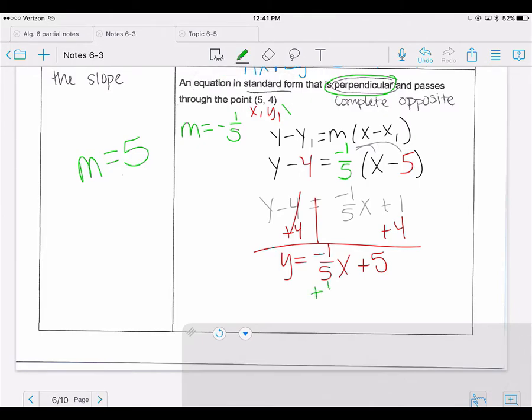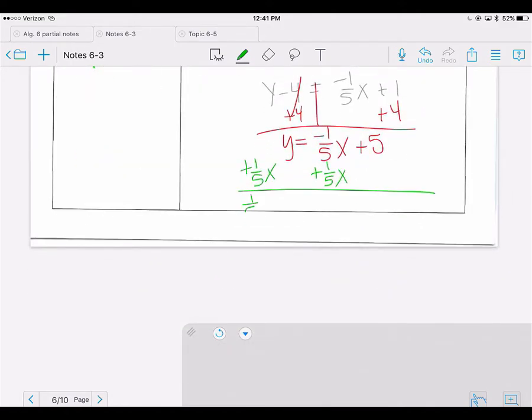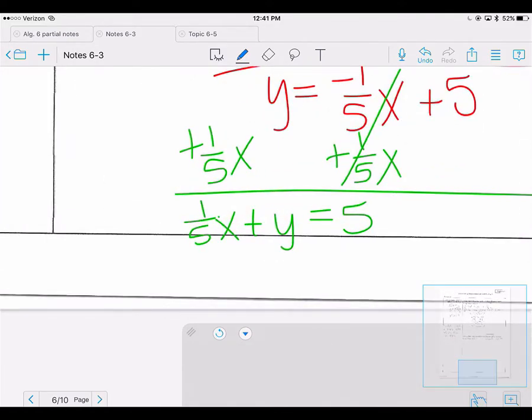Then I'm going to move x because remember in standard form, x and y are next to each other. So we have 1/5 x plus y equals 5. And then my final step to get this in standard form is to get rid of my fraction. Right now, x and y are right next to each other on the same side. I have my number that's not an x or a y on the other side. And now I have to get rid of the fraction. So I multiply everything, all of the pieces, by the denominator of 5.